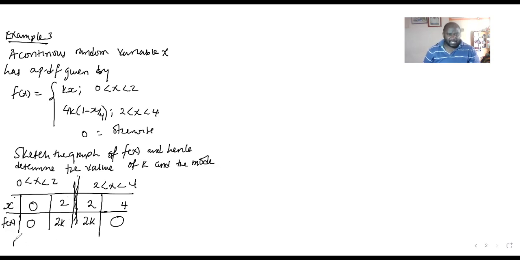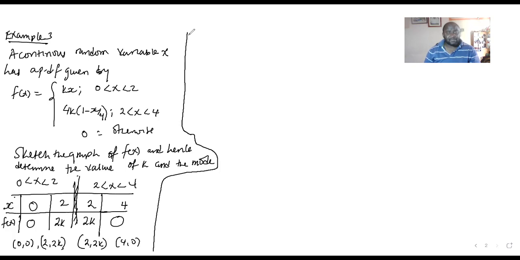So the coordinates I have are 0, 0 on this side, and then I have 2 and 2k in that region. Then this side I have 2 and 2k still, and also we have 4 and 0. I hope we now all know why we have 2k on both sides, because it is the boundary of those two regions.